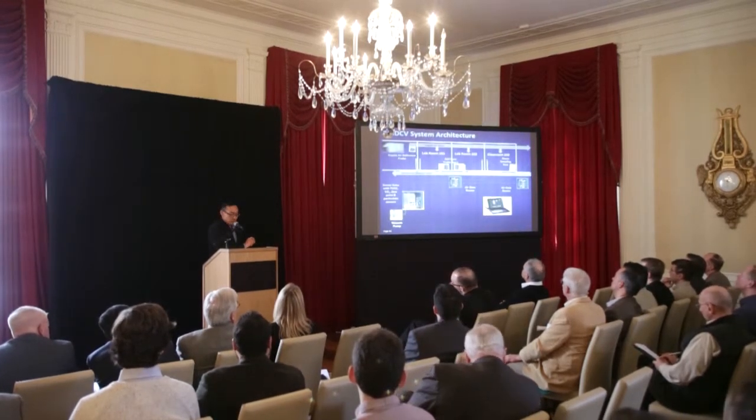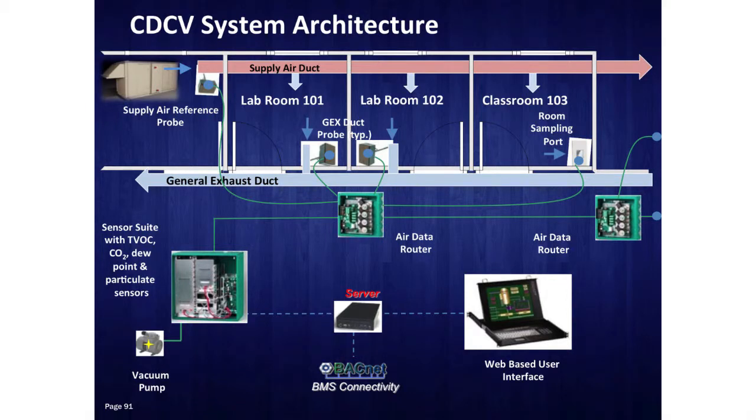This slide is just going to demonstrate a little bit how the CDCV system architecture works. So a vacuum pump pulls a sample of air from both the supply and the exhaust air ducts. The reason it pulls from both is because the differential between the supply and the exhaust is what the sensor analyzes and monitors in order to tell the HVAC system to increase or decrease the airflow.